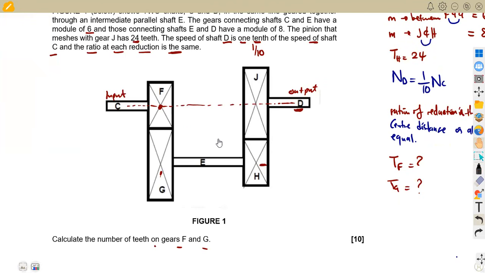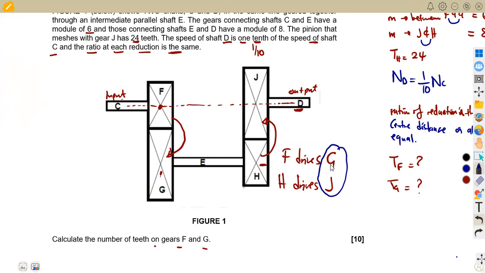In this case, F on the input is going to be driving G. So F drives G. After this linkage, H is going to be driving J. These are the gears that we are considering. So G and J are the ones that are driven, and they are driven by the drivers: F is the driver, H is the driver.